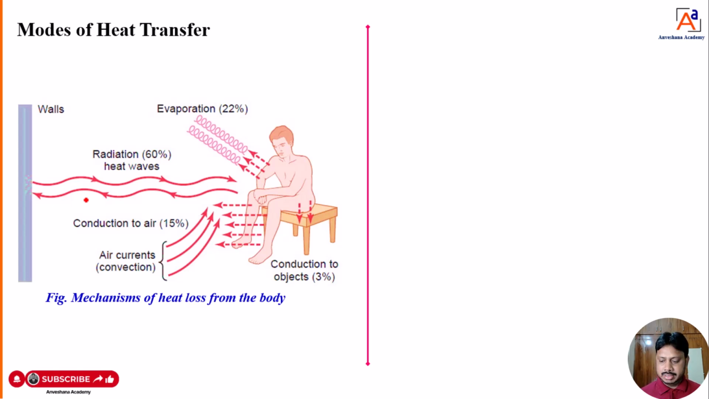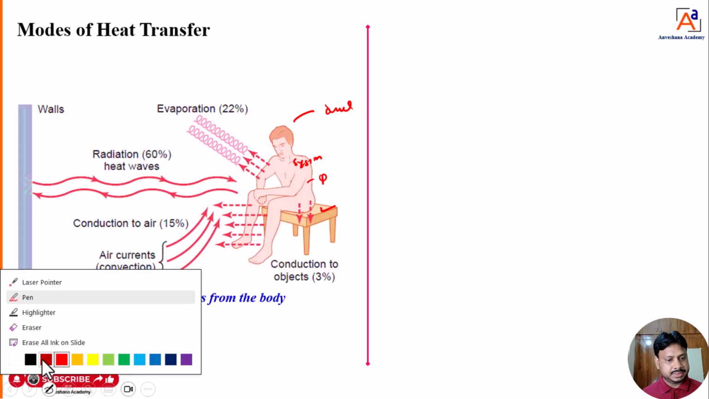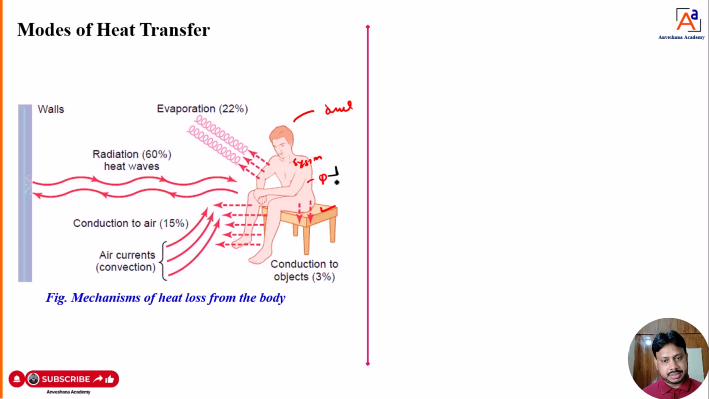Okay, so first I will take an example: a man sitting on a table here now. Then what is actually happening, dear students? The heat which is generated by a human body is going to transfer from the body to the surrounding, or from the system to the surrounding. Then how is it transferring? Heat transfer we represent as Q. That Q is going to transfer in three ways: one is conduction, second is convection, third is radiation.